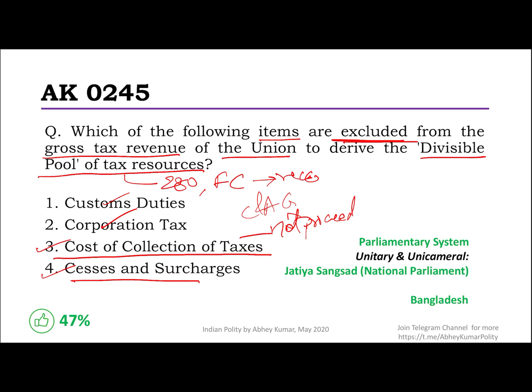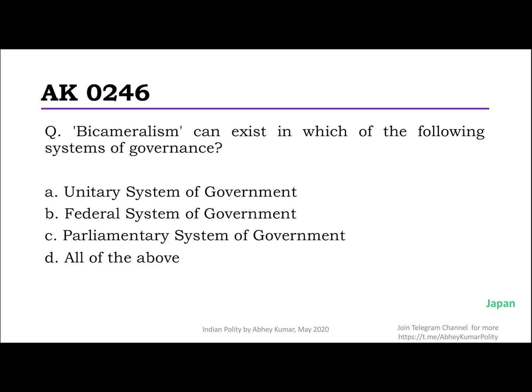Okay, so moving on, we go to the next question, and that is, bicameralism can exist in which of the following systems of governance? I'm sure you can recall that bicameralism is essential in the federal setup. It is essential in the federal setup, but the question is not asking that. The question is asking it can exist. While in a federal system it will exist, in other systems it can always exist for various reasons.